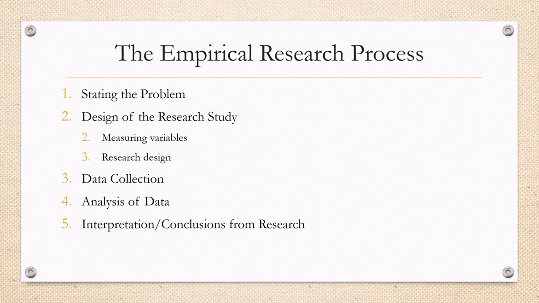The empirical research process has several steps to it. First, we need to state the problem. We need to understand the issue that we're interested in and state a hypothesis about that issue. We then design the research study. This includes both the measurement of variables and research design. We collect the data, we analyze that data, and then we make interpretations.